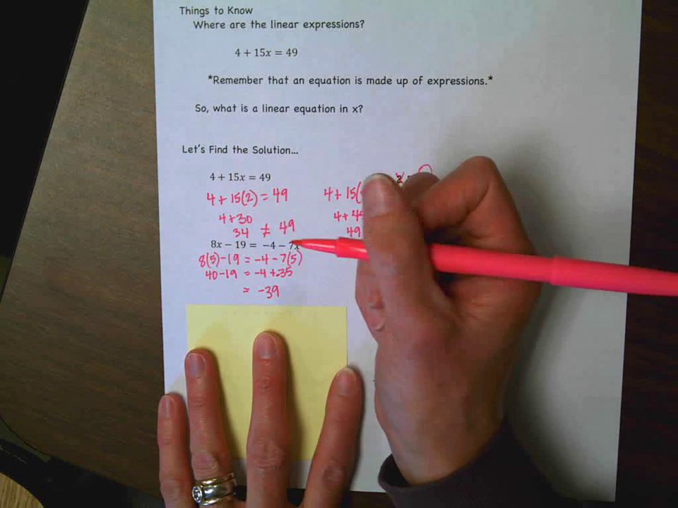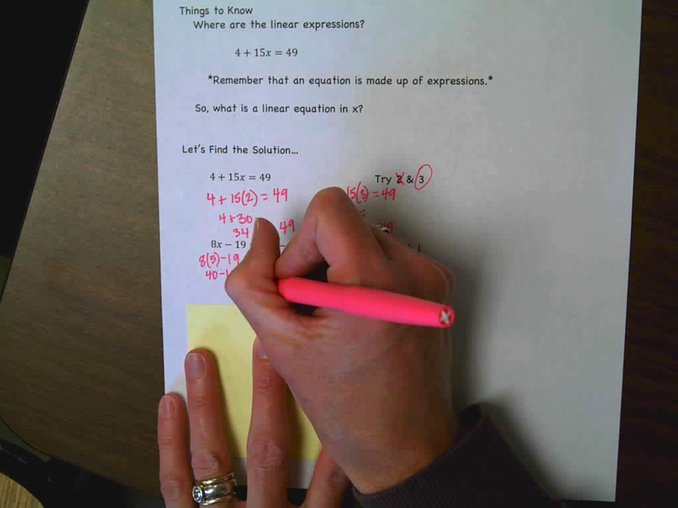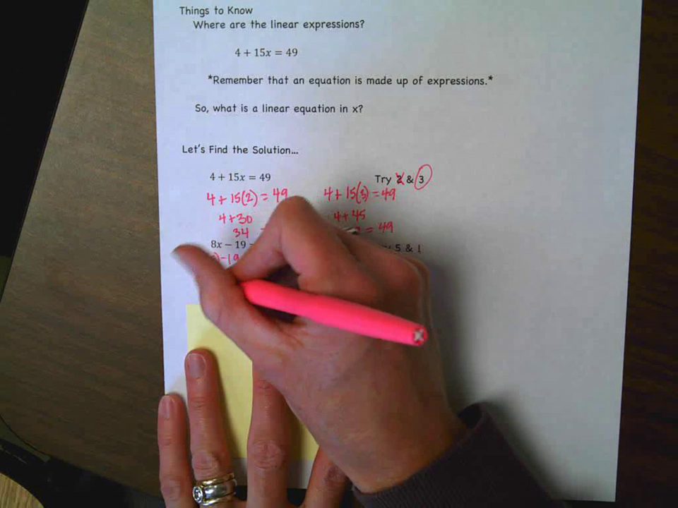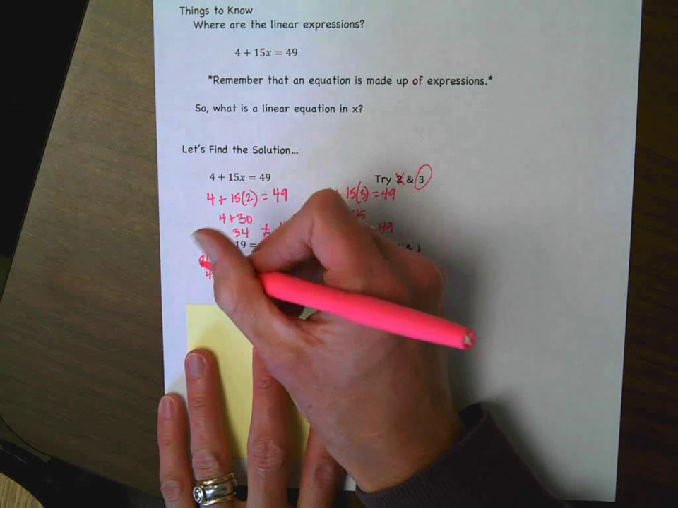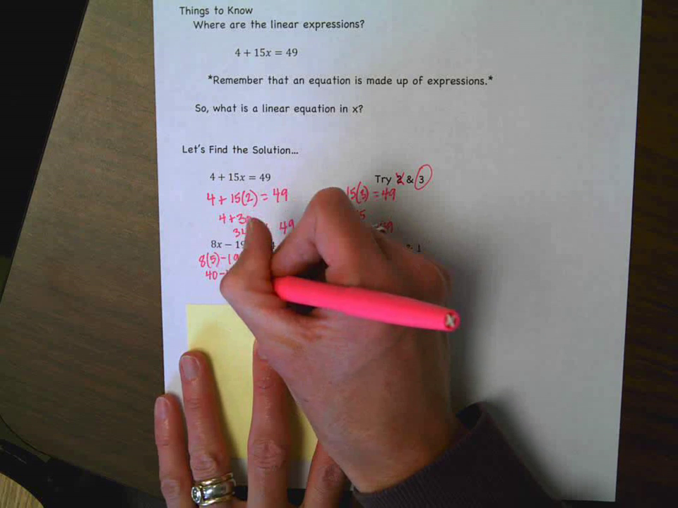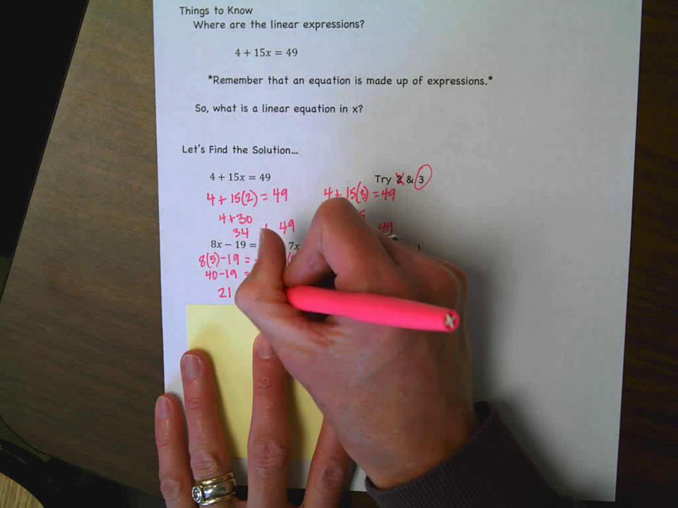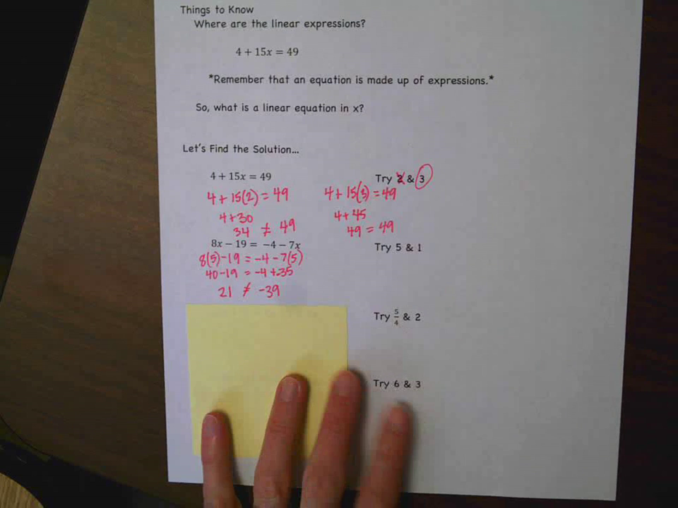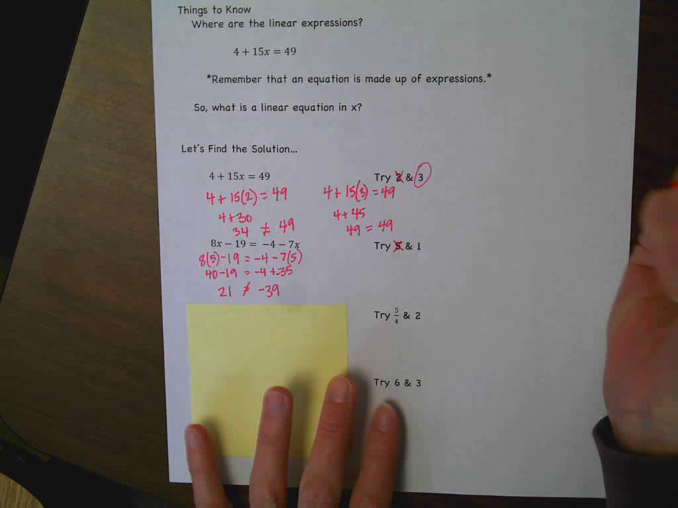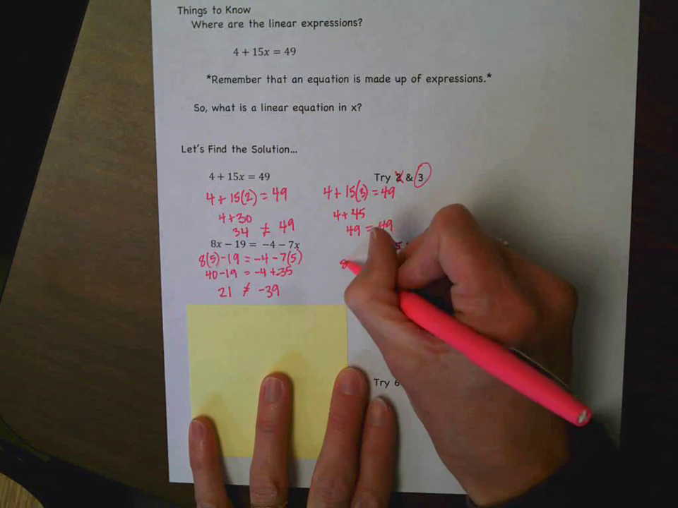And then I look over here, and I have to take 40, and I need to take away 19 of them. So that becomes a 3, that becomes a 1. 10 minus 9 is 1. This was a 3. 3 minus 1 is 2. So we have just found that 21 does not equal negative 39. So that one can't work. So now let's try 1.